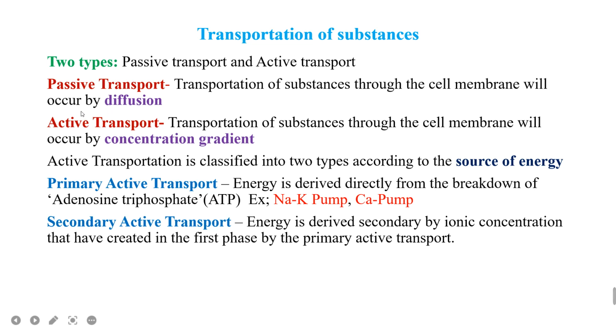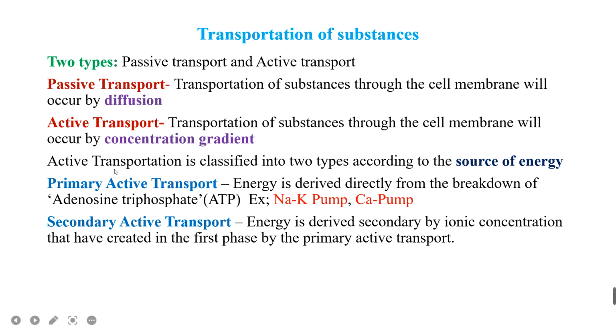The movement can happen in two ways. One is diffusion, another is movement against the concentration gradient. Diffusion is the transportation of substances through the cell membrane, moving here and there. This is also called passive transport. The other is active transport, in which substances move through the cell membrane by concentration gradient.